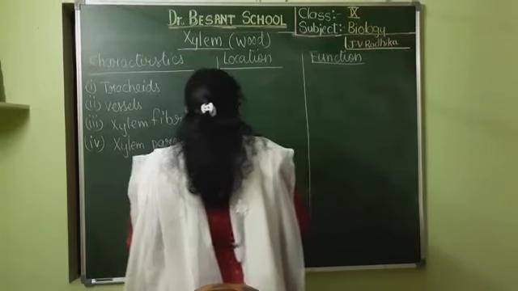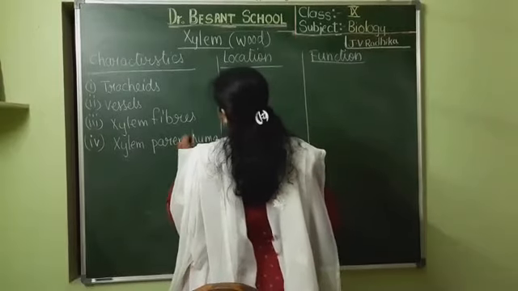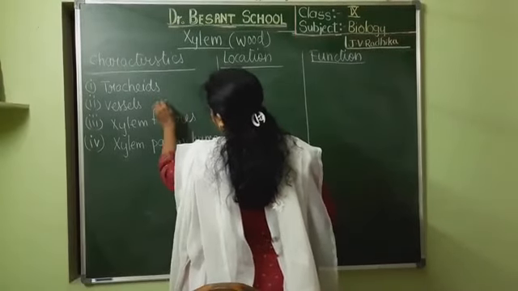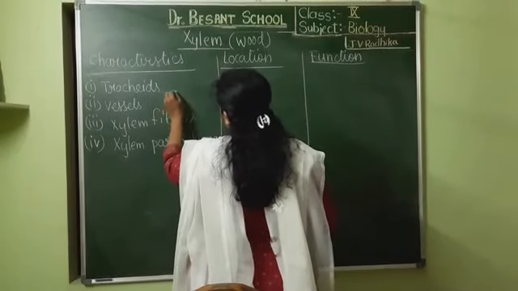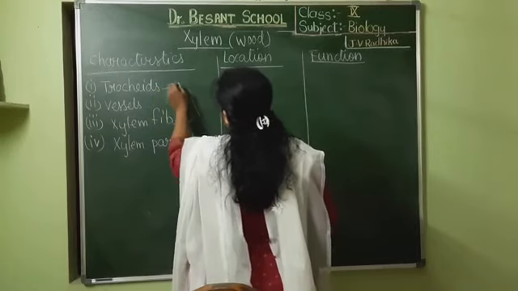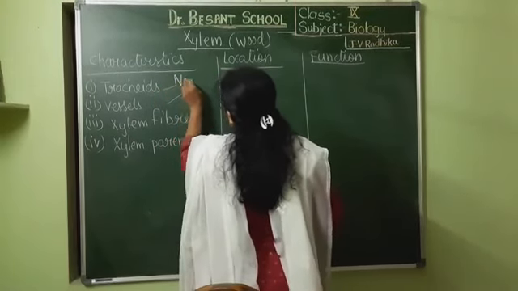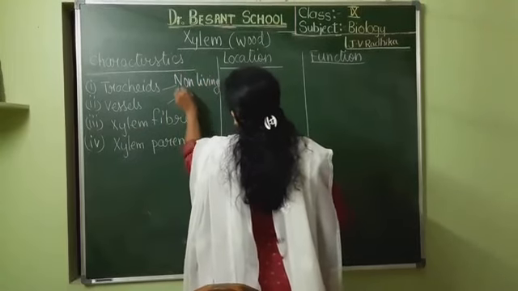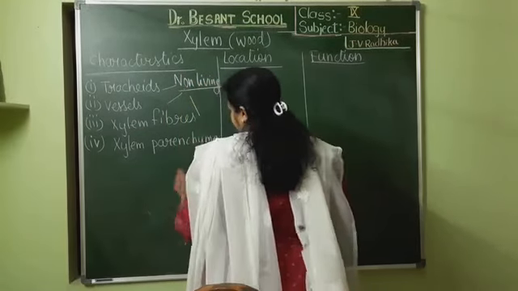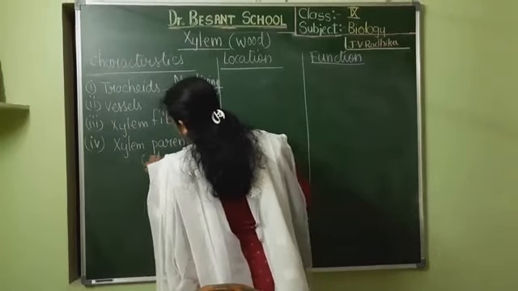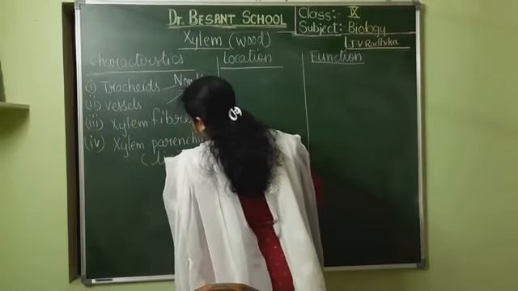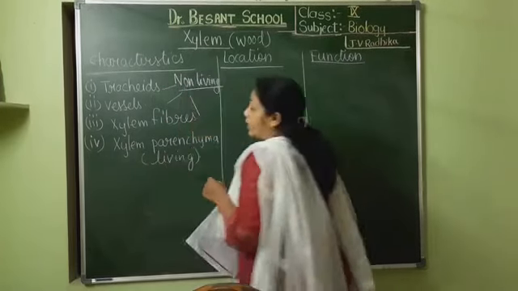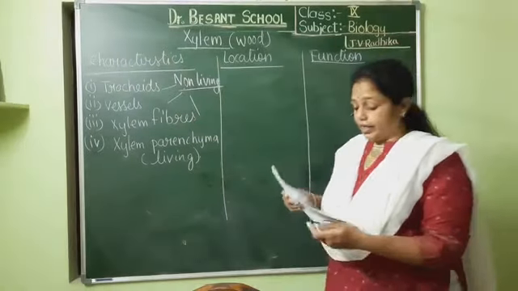So these three are non-living: tracheids, fibers, vessels. Non-living means they have a thick cell wall and all, other living parts are not there. Whereas this xylem parenchyma is living in nature. So I told that it helps in carrying out the life process for the xylem, isn't it?